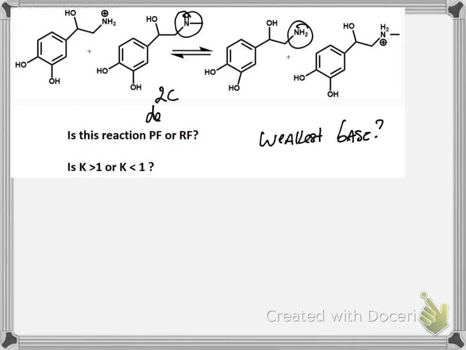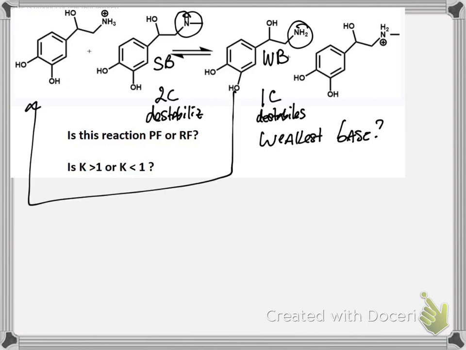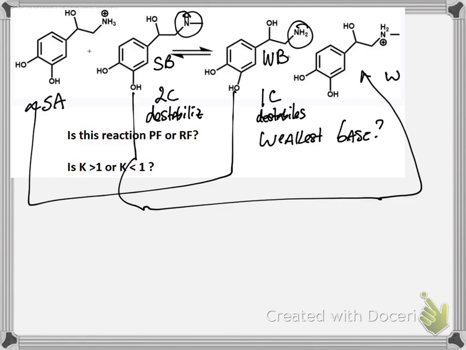The one in the reactants has two carbons destabilizing the nitrogen center. The one in the products only has one carbon destabilizing the nitrogen center. So the product base that only has one carbon, we call this the weakest base. The one on the reactants is the strongest base. If this is the weakest base, then in the reactants, this must be the strongest conjugate acid. And then if the strongest base is in the reactants, then its conjugate acid must be weakest.